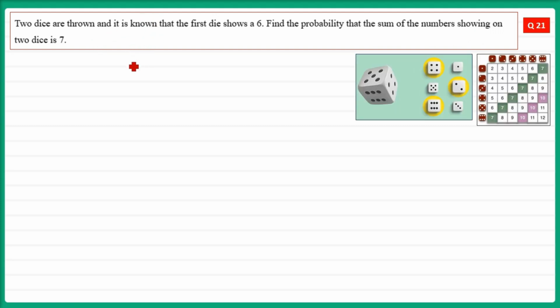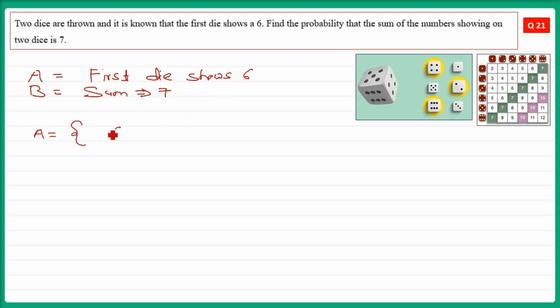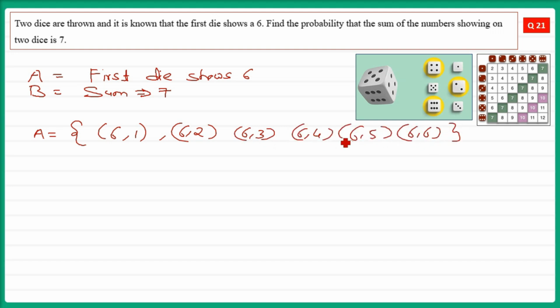Now in a die, you know that is 1 to 6. There are two dice, so 36 is the sample space. Let's make the events. So the A event is first die shows a 6. So first die will always show a 6. Then the next event will be the sum of the numbers on the two dice, when we add them, that should be equal to 7. So this A event will be like this. We are fixing this 6 as the first outcome. So 6-1, 6-2, 6-3, 6-4, 6-5 and 6-6 can come. So this is A set.